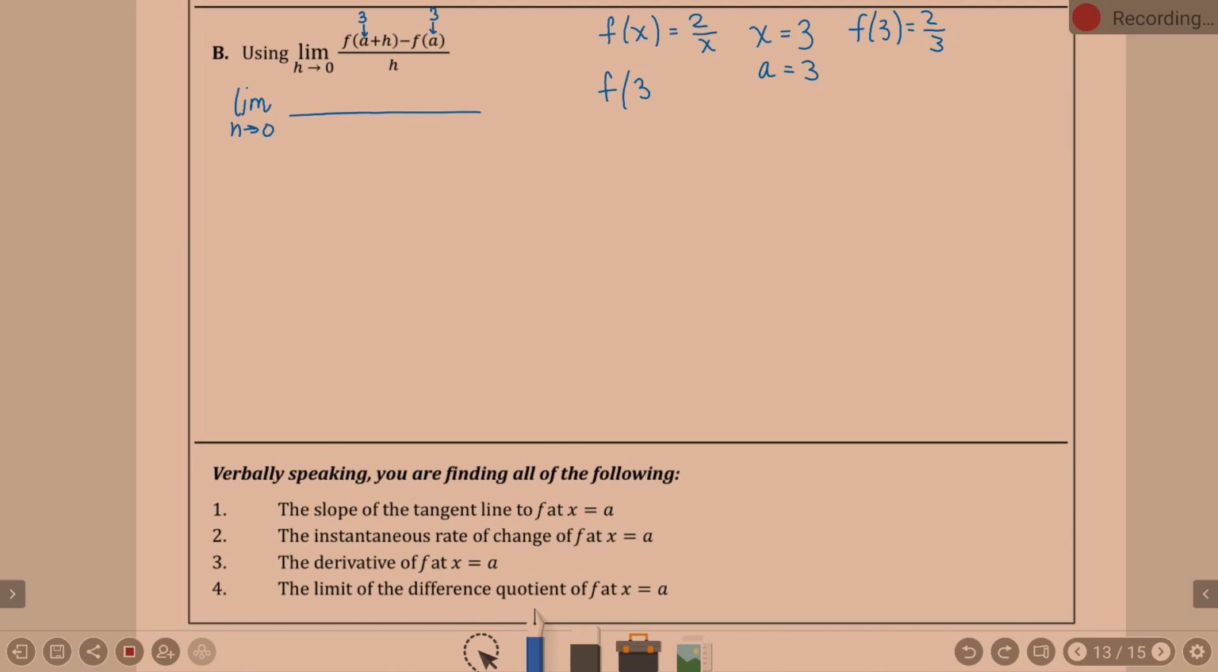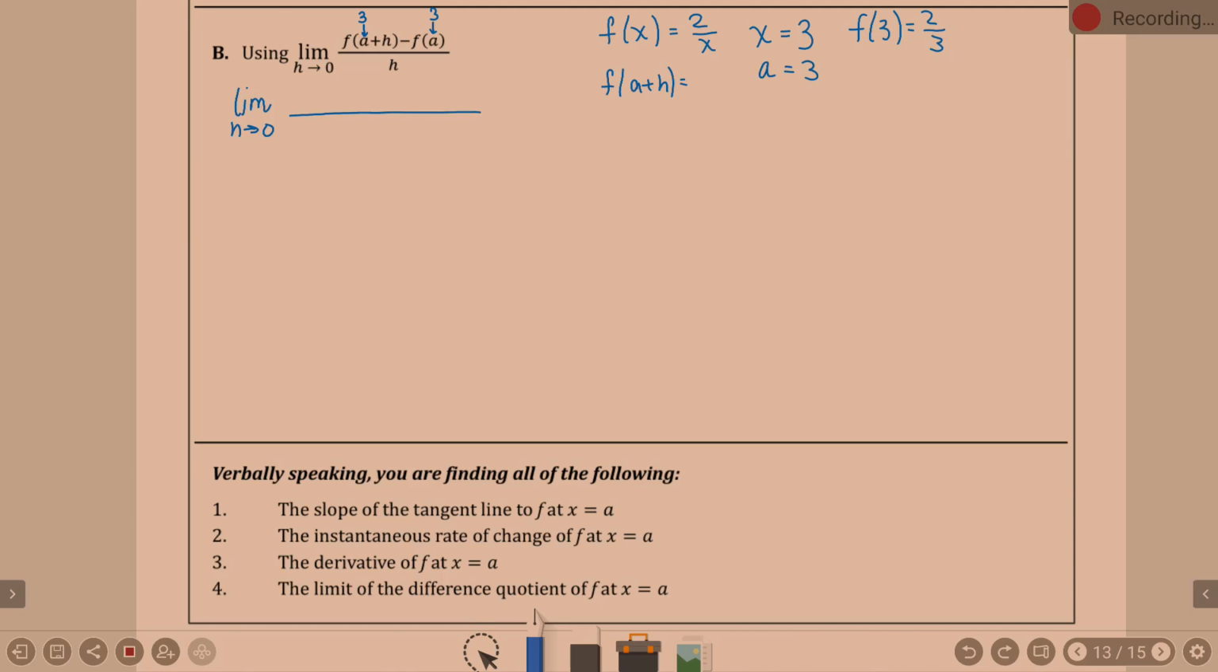Or let me ask this. What would f of a plus h be? 2/3 plus h. No? 3 plus h. Every place you see an X, plug in an A plus H, or 3 plus H.